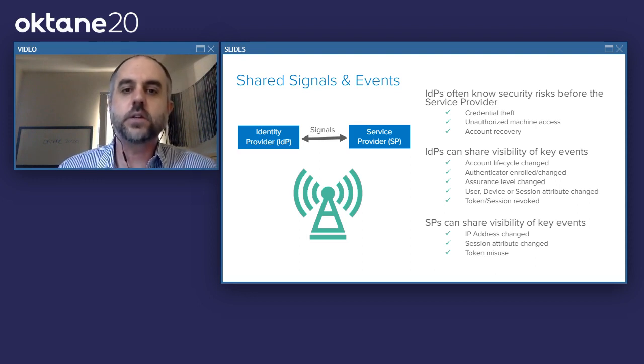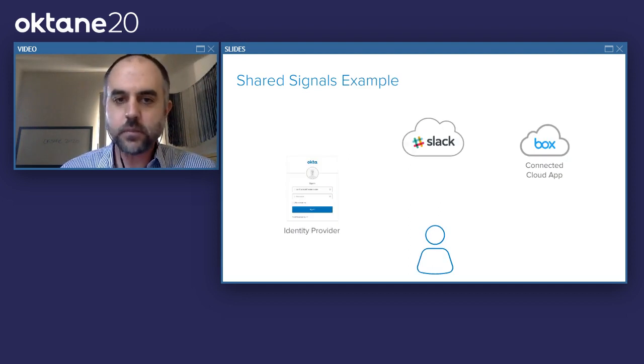So shared signals and events is really the ability to do publish and subscribe of security events, whether they're both about the account and security level or just domain level events that are useful for managing access over time. So let's walk through a security example of how shared signals plays out.